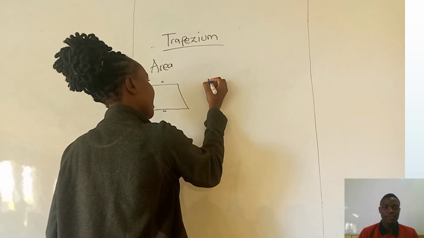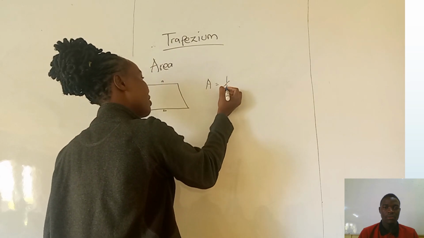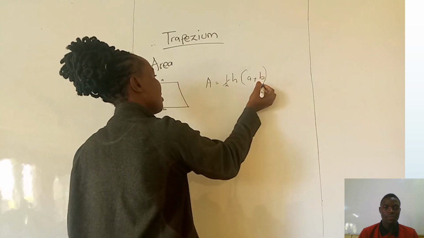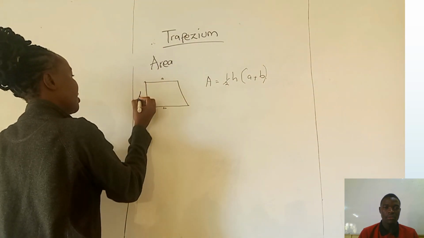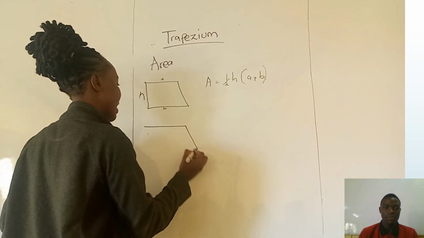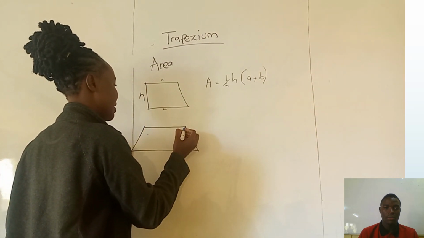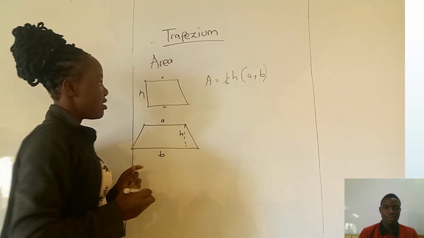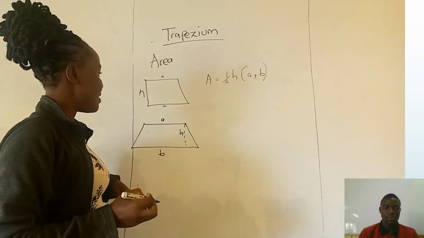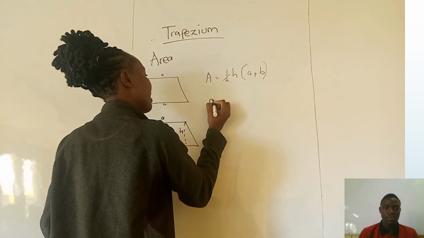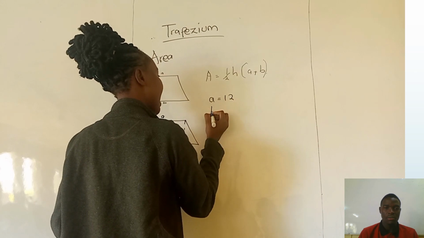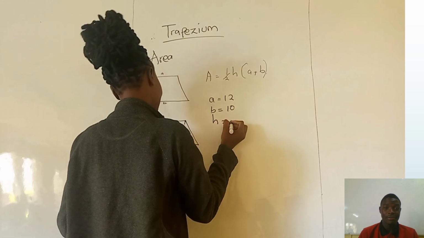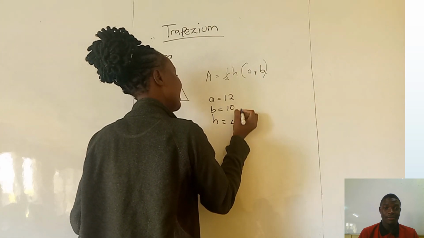To find the area of a trapezium, area is equal to half of h into a plus b. So for our trapezium, this part will be the H. A trapezium can also look like this, and this part here will be our H, A and B. So let's calculate the area of a trapezium with A being 12 centimeters, B being 10 centimeters, and H being 4 centimeters.